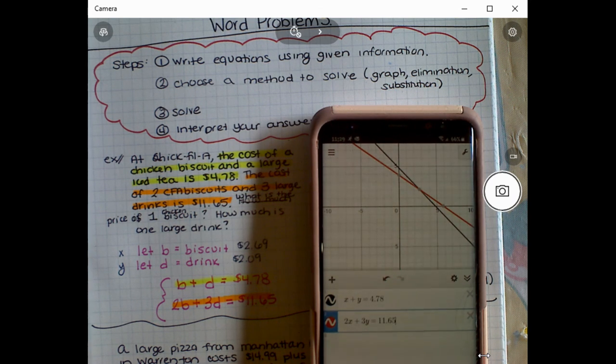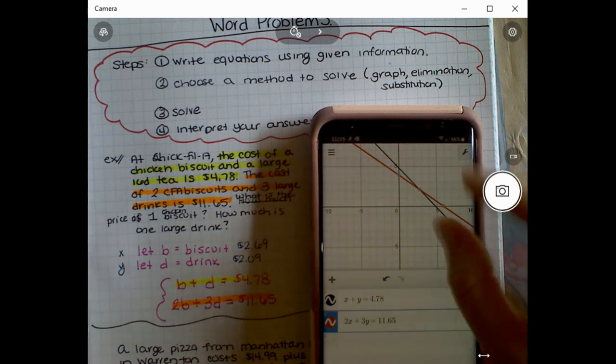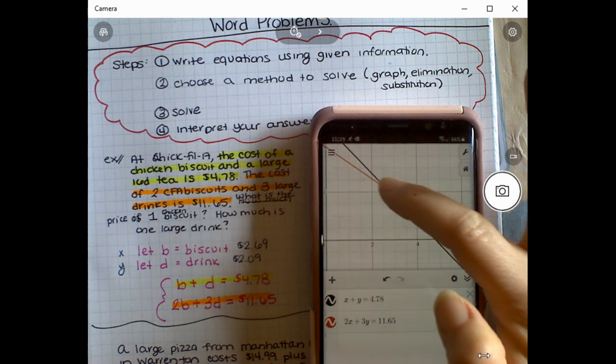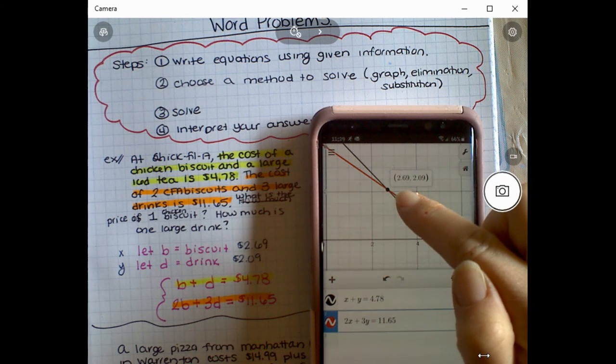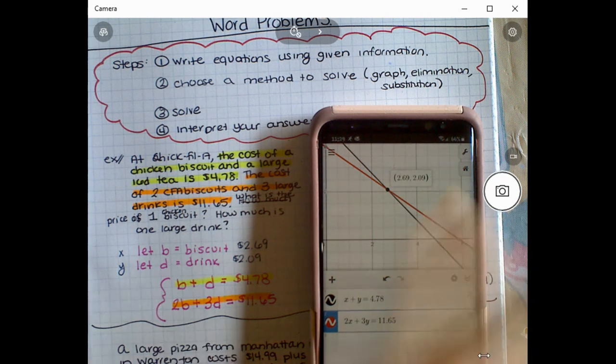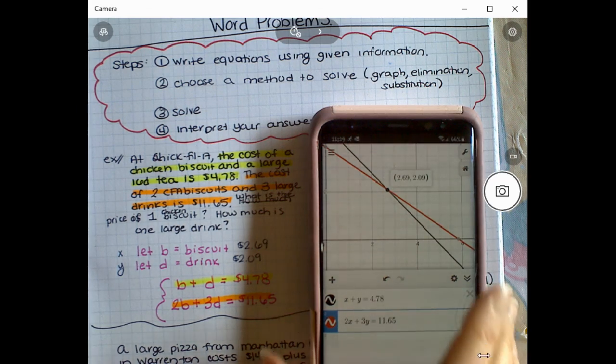And you might be asking yourself, why in the world did she do all that work when she could have just graphed it? But it's because it's good to practice the different strategies. You need them later on. And you may remember that when you have a system of equations, the solution is at the intersection point. And if you look at the intersection point, 269, 209, those are the prices that we got. All right, so you could do it that way also.